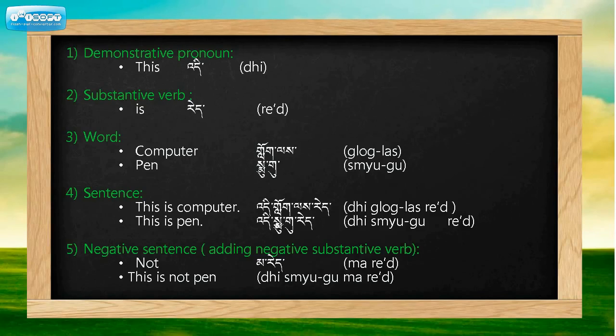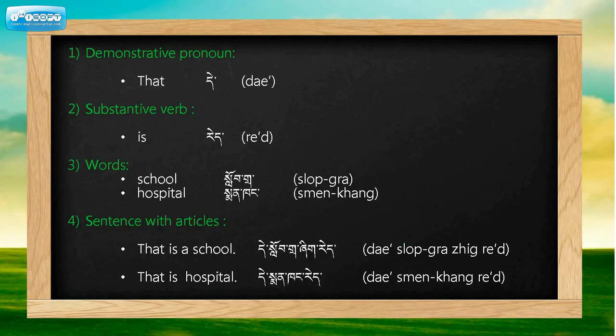Now we have two sentences, and if you try to make negative sentences of them: this is not computer would be di lokle mare. For our second sentence, this is not pen, in Tibetan would be di nyuku mare.